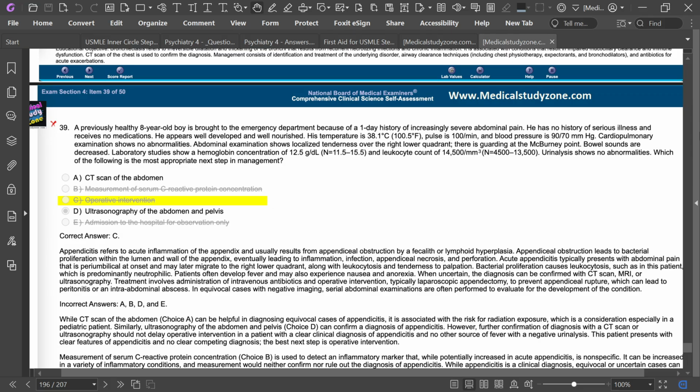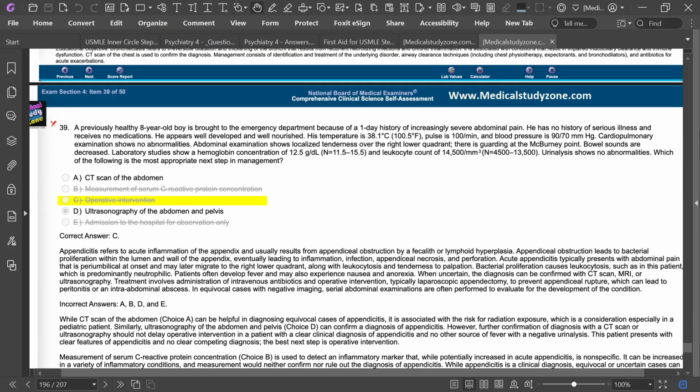Acute appendicitis typically presents with abdominal pain that is periumbilical at onset and may later migrate to the right lower quadrant, along with leukocytosis and tenderness to palpation. Bacterial proliferation causes leukocytosis, such as in this patient, which is predominantly neutrophilic. Patients often develop fever and may experience nausea and anorexia.